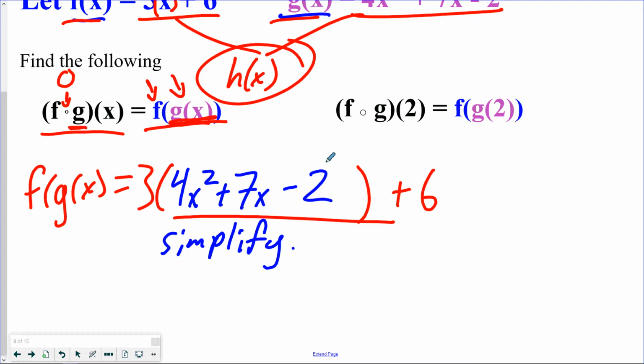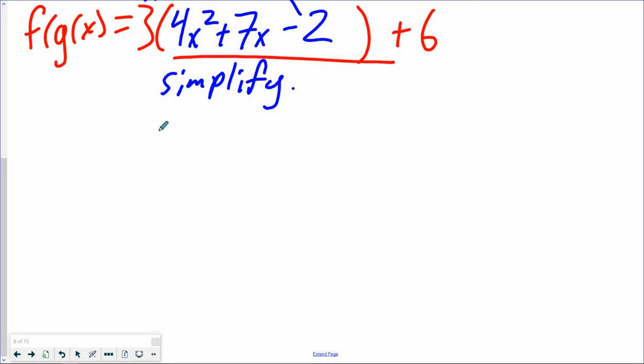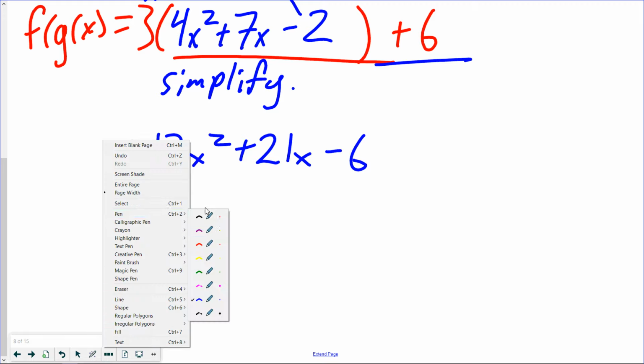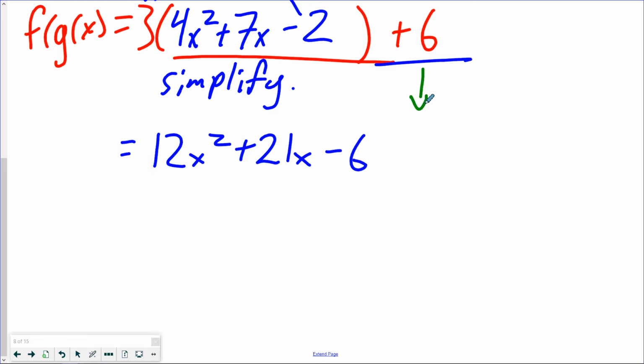So we're going to distribute this 3 to all the coefficients inside the parentheses. We're going to get 12x squared plus 21x minus 6. And then we can't forget this plus 6. We're going to need to bring that down. It's part of the function. We can't just get rid of it. So plus 6.